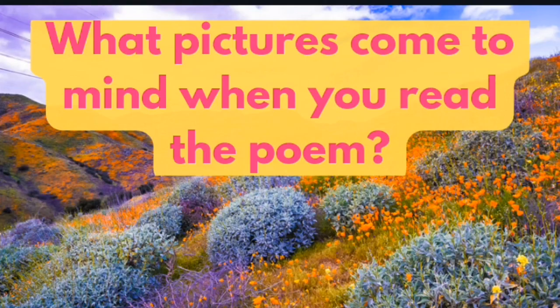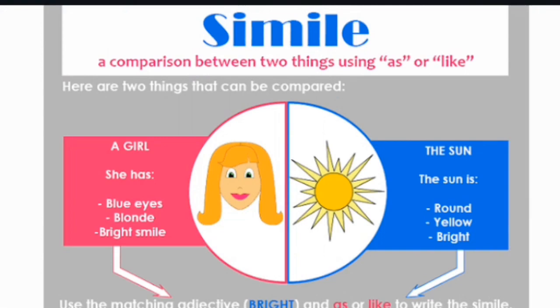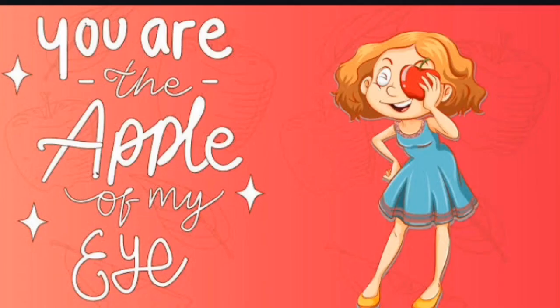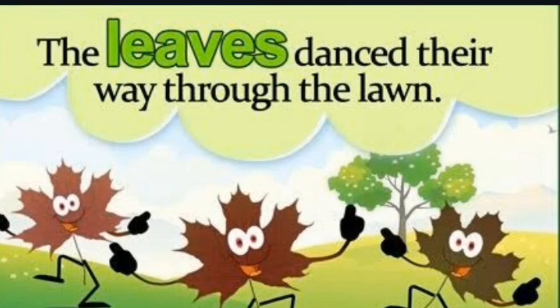Under imagery, you ask questions like, what pictures come to mind when I read the poem? When I read the poem, are there any images created in my mind? In creating images, poets employ some figurative language such as simile, metaphor, and personification to ensure that the readers are able to relate with their feelings and the idea they are trying to communicate or convey to them.